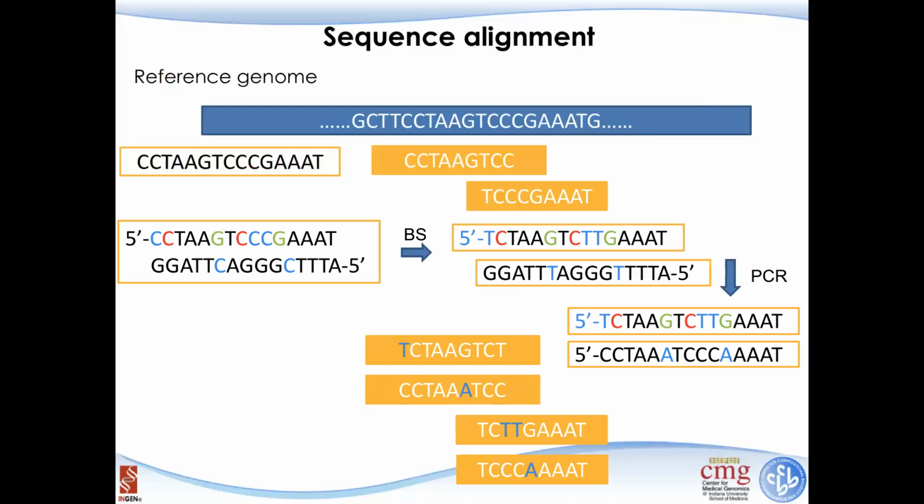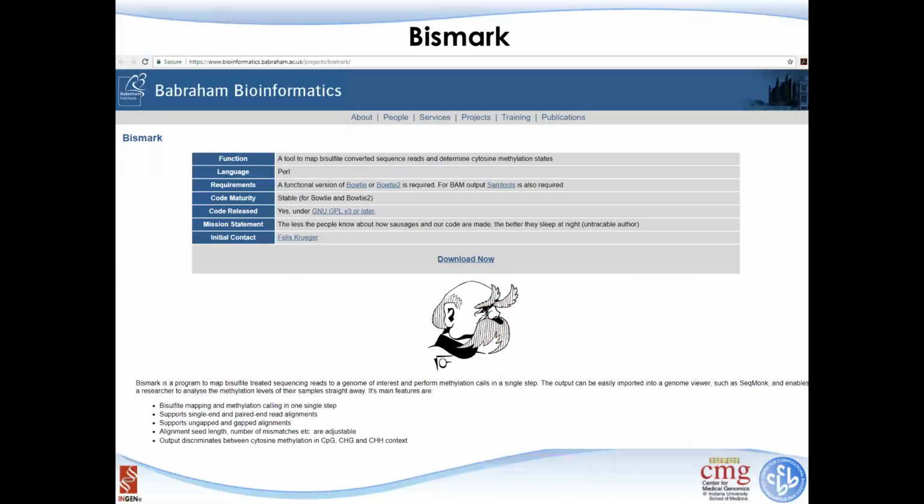Now, what do people do? There is a tool developed called Bismark, from Babraham Bioinformatics. Bismark is a tool to map bisulfite-converted sequence reads and then calculate the cytosine methylation status. It's written in Perl, and they show how you can do that on this nice website. But what's the main idea of Bismark?